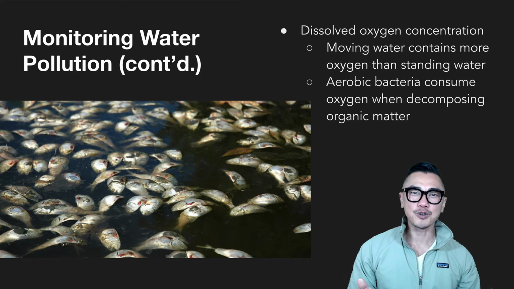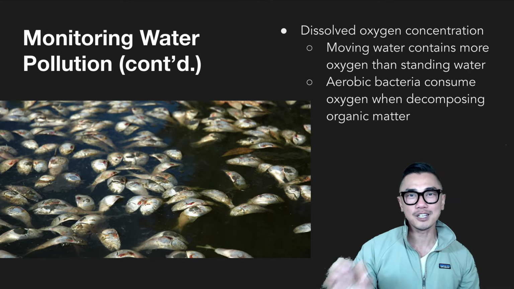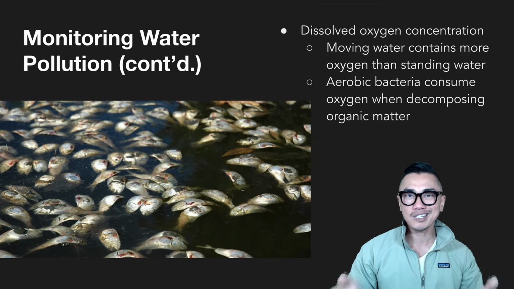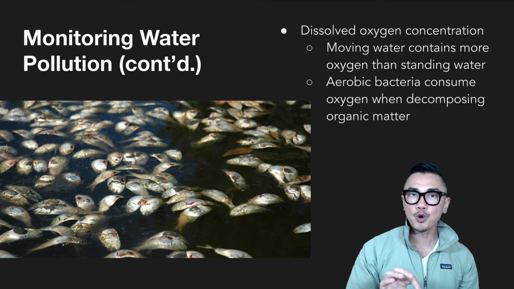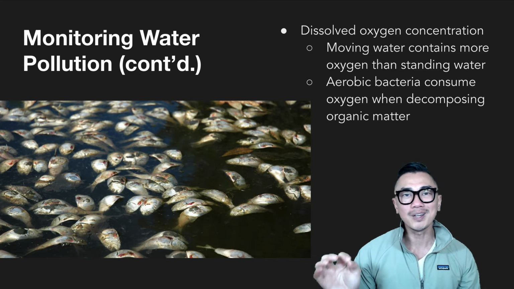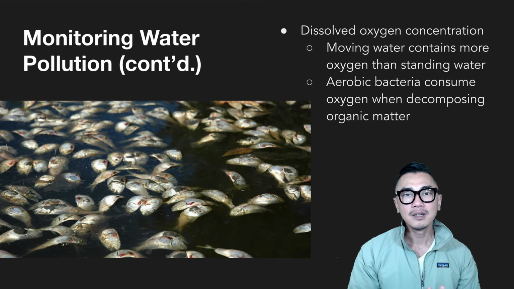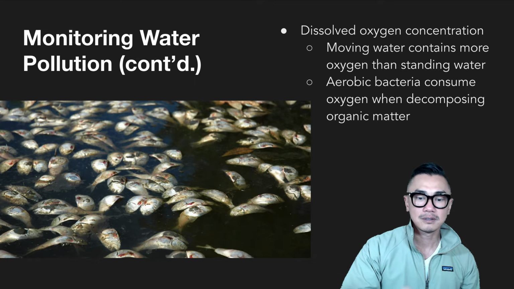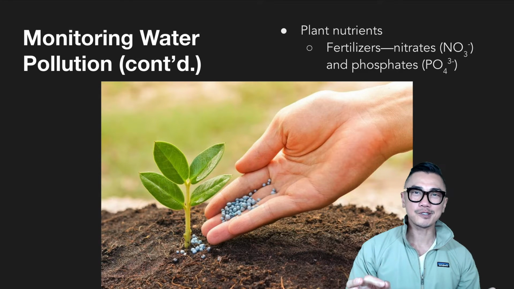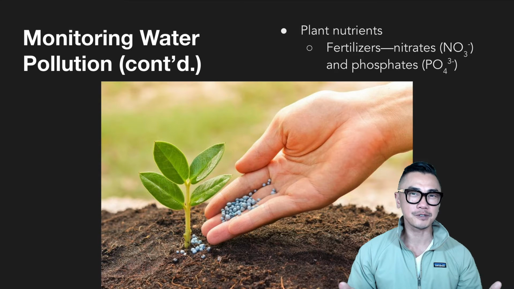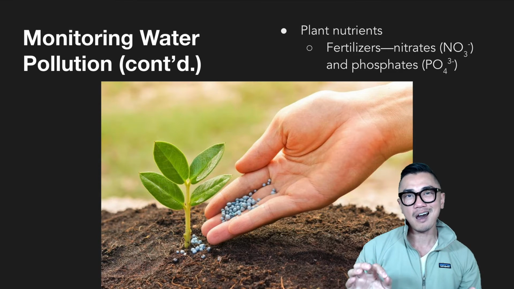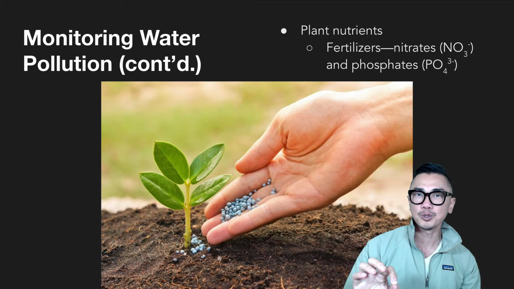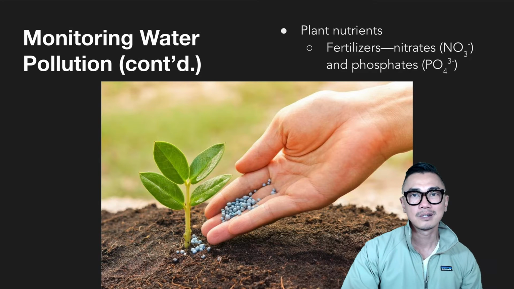Dissolved oxygen concentration is the amount of oxygen found in water. Moving water tends to contain more oxygen than standing water. Also, aerobic bacteria consume oxygen when decomposing organic matter. This is what leads to dead zones, one of which is shown here on the left. We can also look for the presence or concentration of plant nutrients. Plant fertilizers tend to be high in nitrates and phosphates. These can initiate the algal blooms that can cause dead zones.